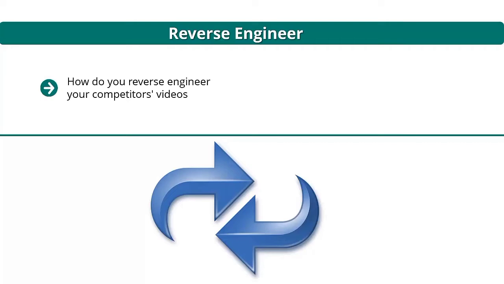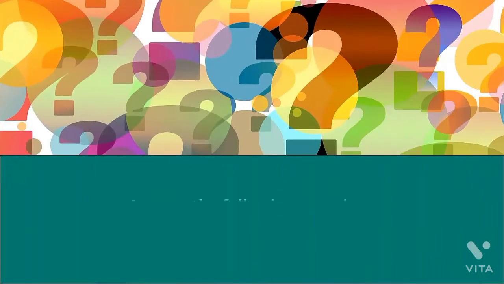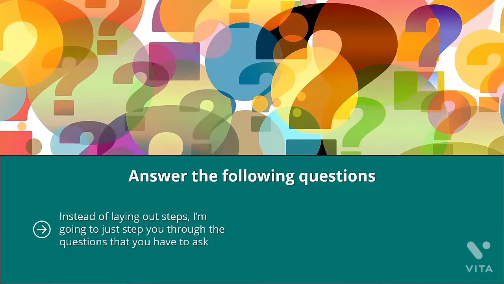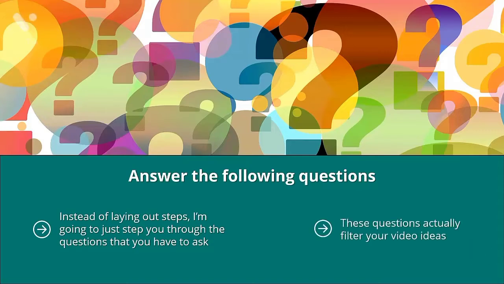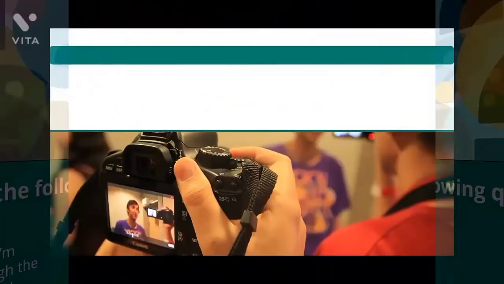In the discussion above, I gave you just an overview of how reverse engineering works. It really all boils down to getting your competitor to do your homework for you. It's all about taking full advantage of the survivor bias. Now, in this discussion, I'm going to step you through the process that I use to reverse engineer my video competitors. Answer the following questions. Instead of laying out steps, I'm just going to step you through the questions that you have to ask. These questions actually filter your video ideas. They really go a long way in guiding you as to what the next step is.